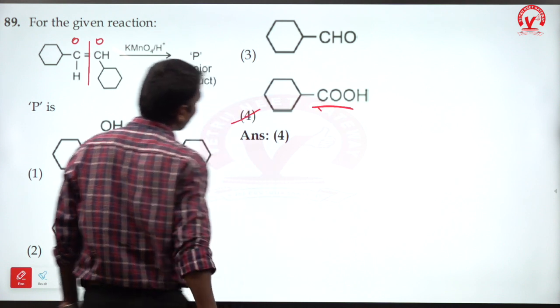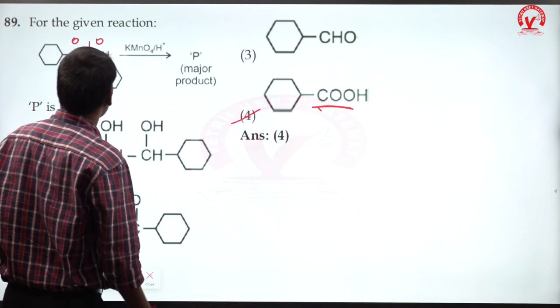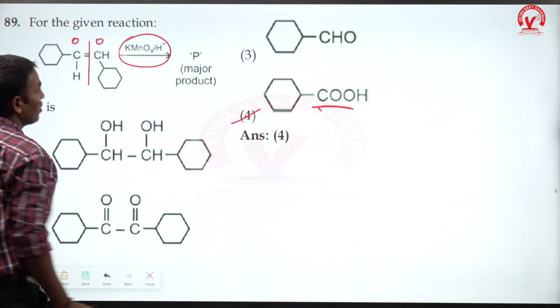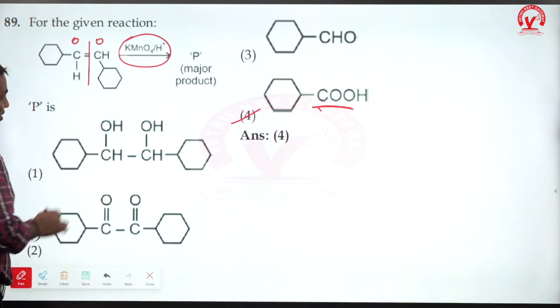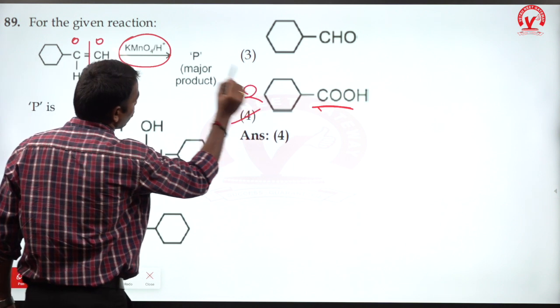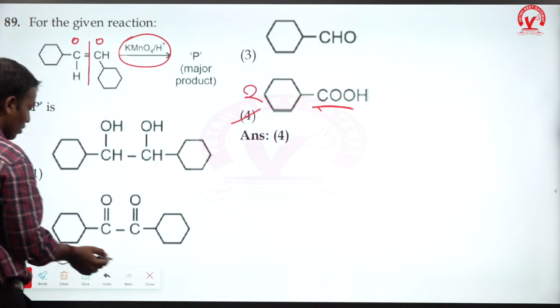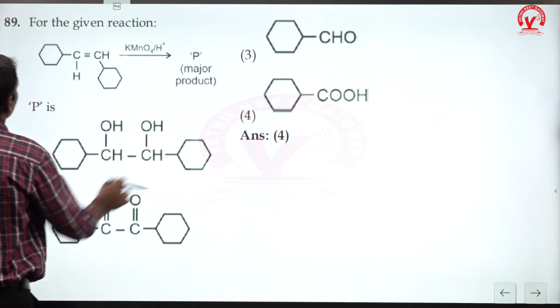Completely we are observing in this option 4, right? So it is a strong oxidizing agent, converted to what? It will completely break the double bond. It converted to acid. 2 moles of acid will we get here, right? That is option 4 is the correct answer. Then move on to the next question.